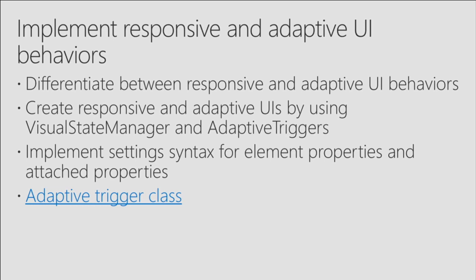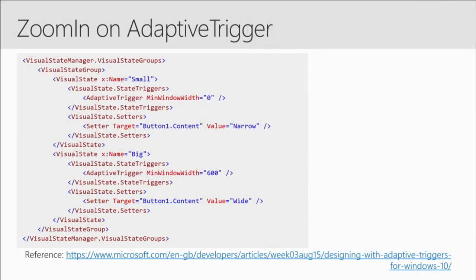Now, there's an adaptive trigger, and there's a documentation link for that. But I just want to really zoom in on this and kind of nail it down. If you're used to Visual State Manager, anybody here never worked with Visual State Manager before? Okay, so Visual State Manager has a bit of a learning curve. But really, we're defining these states, and based upon these states, we can change properties of elements, we can trigger actions, we can do different things.